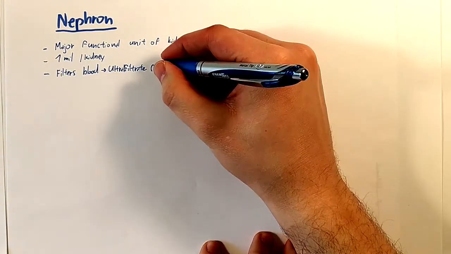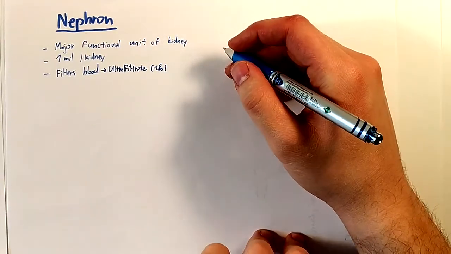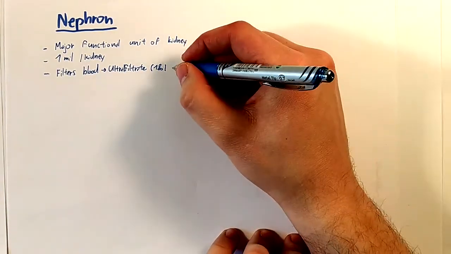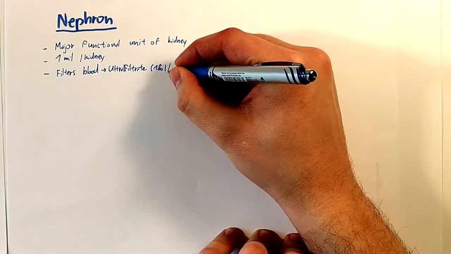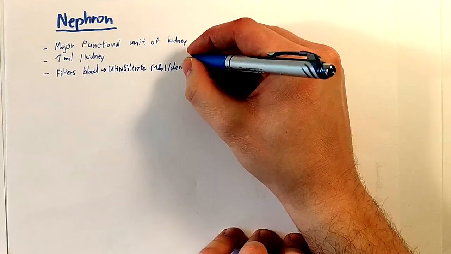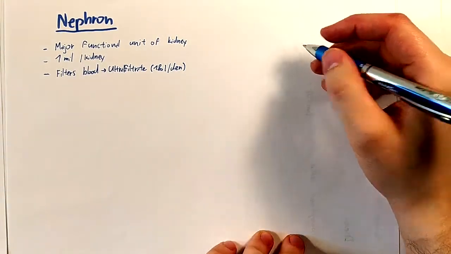And there is about 180 liters of ultrafiltrate every day. And obviously, if you were to pee all of this out, there would not be much of you left by the end of the day, by noon actually.